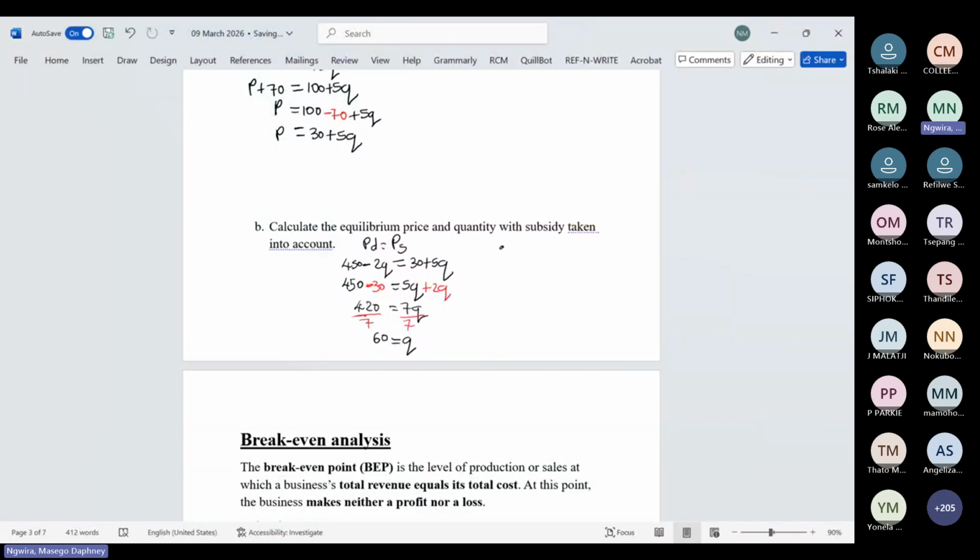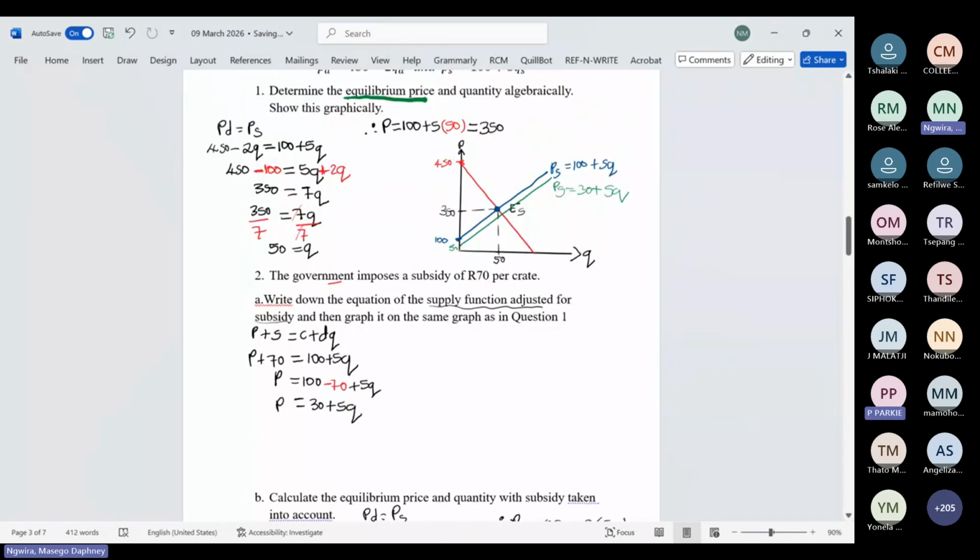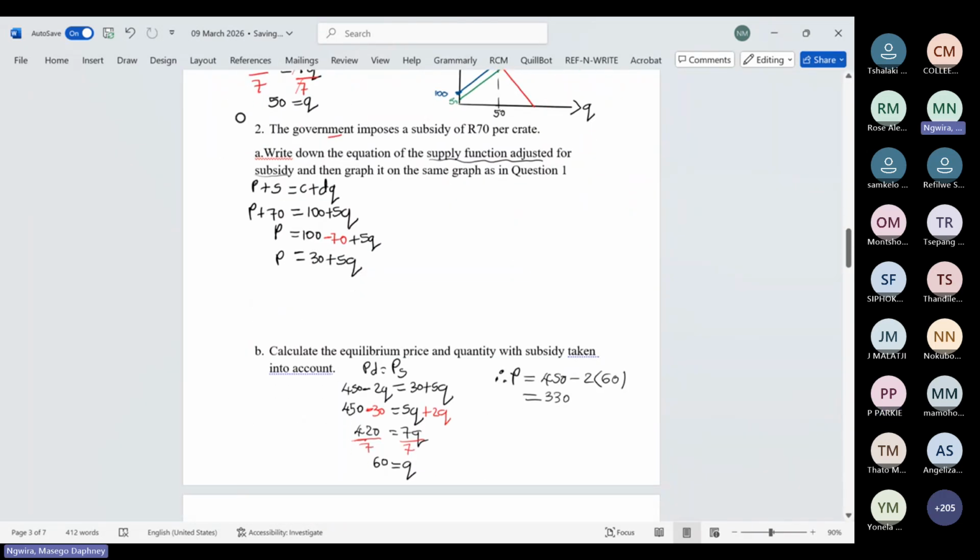Therefore, for the price you can choose which equation you want to use. I can use 450 minus 2 times 60. It gives us 330. So that's our answer. It's the same thing we're doing here: 30 plus 5 times 60 is also 330.